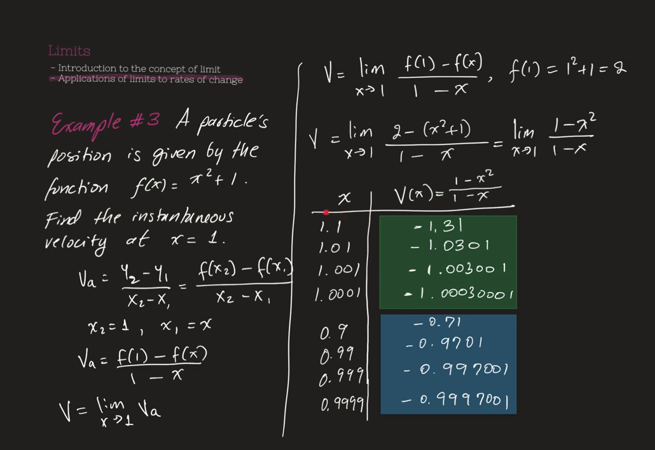Now, in the part in green, where the values of x are bigger than 1, we can see that there is a clear tendency to go towards minus 1. So the closer we get to 1, the closer we're getting to minus 1. And the blue part is very similar as well. As we get closer to 1, we are going to get values that are tending towards minus 1. So we can say that the instantaneous rate of change for this function is equal to minus 1.